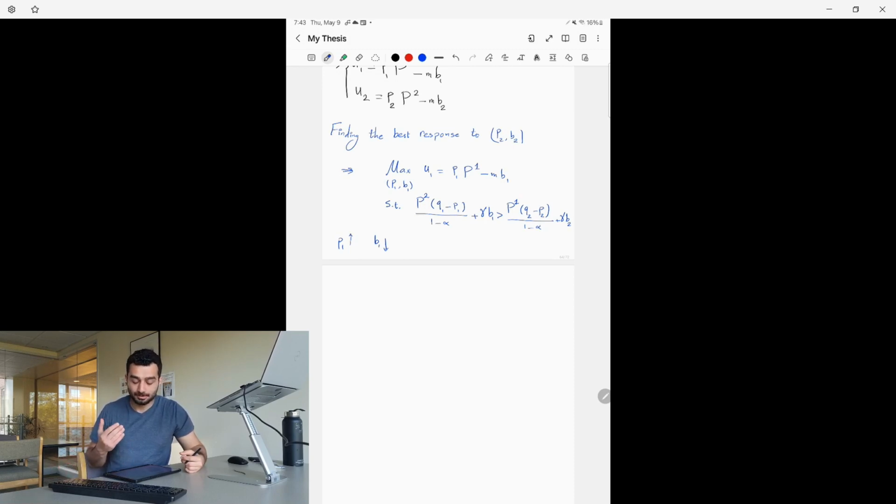While on the constraint, it's quite the opposite, because paying a sponsorship brings your state high, and charging a lot brings your rating down. So our utility and our constraints are completely against each other. So no problem, right?